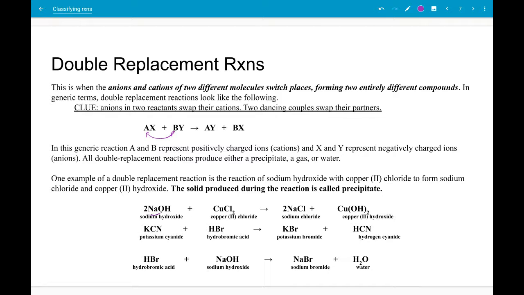And so you'll see like sodium and copper, they're going to switch places. Here potassium and hydrogen switch places, hydrogen and sodium switch places. And often you can get different products out of these. Often you'll get a precipitate or maybe a gas or something like that. Very typical reaction that we will deal with. And I think very easy to identify with two compounds and two compounds.